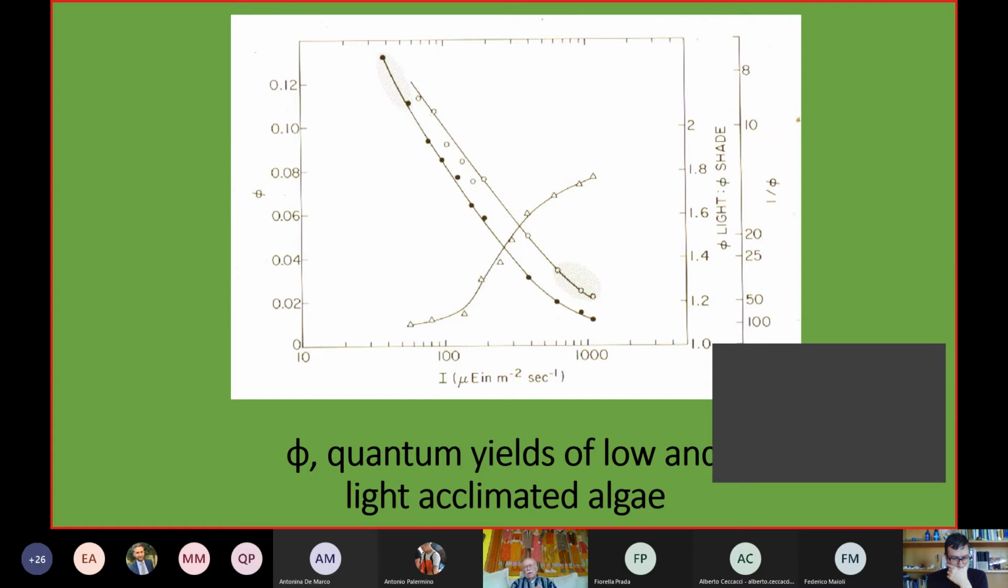So you have two phases. One is really optical. They just intercept more light. And the second one is kind of biological, photochemical. So here you have two components of the photoacclimation process.